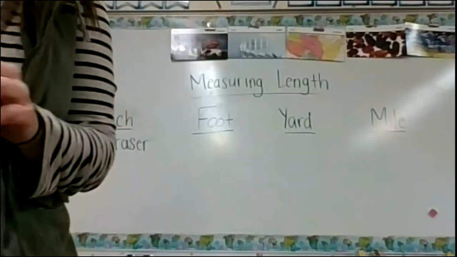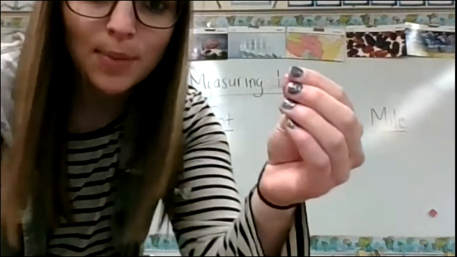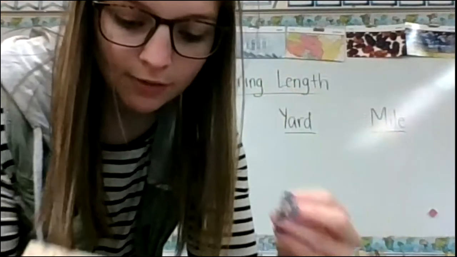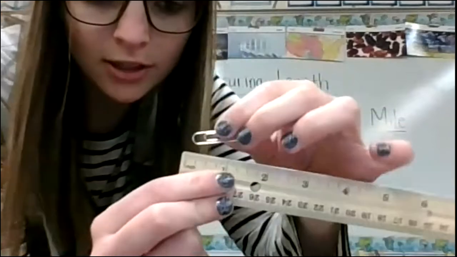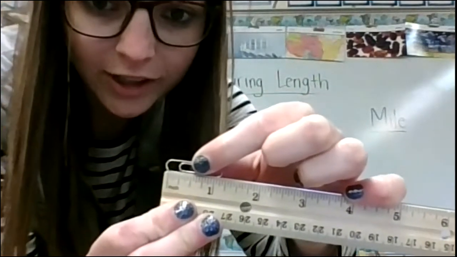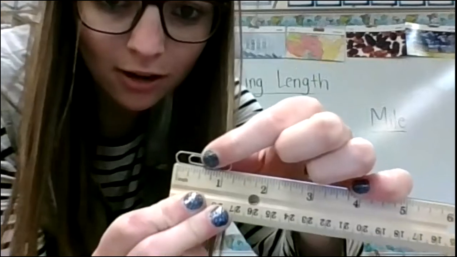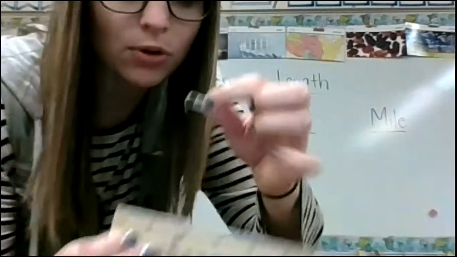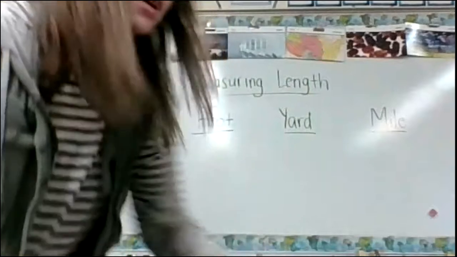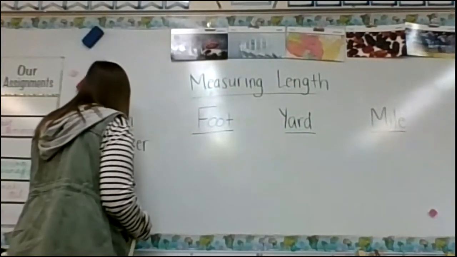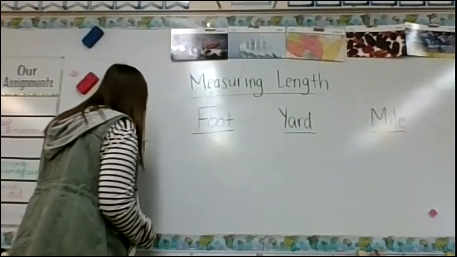All right, my second example that I have here is a paper clip. Okay, one of the small paper clips. If I measure it here with my ruler, you can see it's a little bit over an inch. It's a little longer than an inch, but it's pretty close. So that is something we would measure in inches, a paper clip. So I'll add that up here, small paper clip.